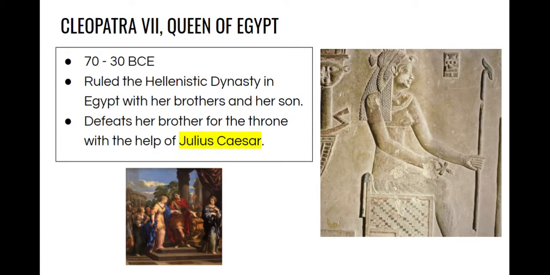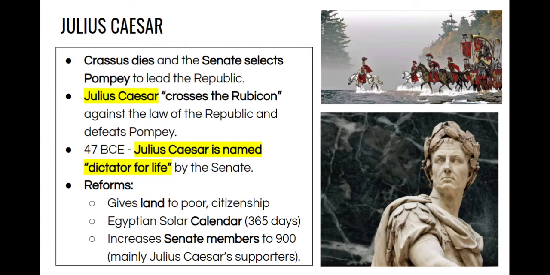Now, Cleopatra comes into the scene. She is a queen of Egypt, formerly a part of the Hellenistic dynasty, and she actually comes to the throne with the help of Julius Caesar. Julius Caesar himself decides that once one of the individuals in the triumvirate dies and the Senate selects the other person, he is very upset about that.